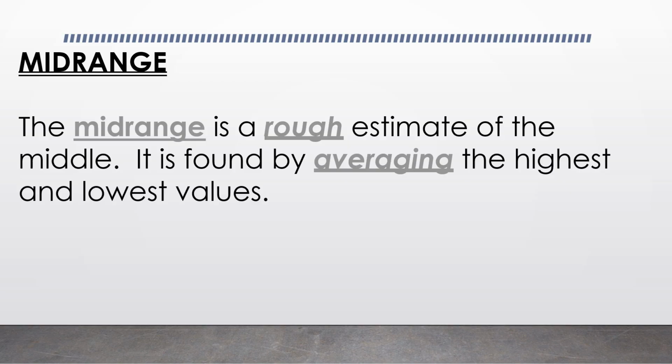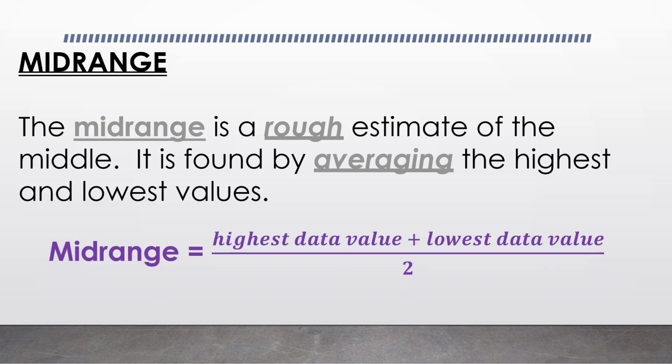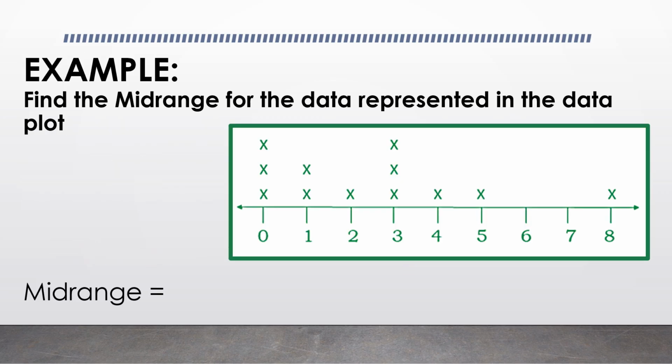Next up is midrange. The midrange is a rough estimate of the middle. It's found by averaging the highest and lowest values. So to get the midrange, we add up the highest data value and the lowest data value and divide by 2. Here's an example. Find the midrange for the data represented in the data plot.